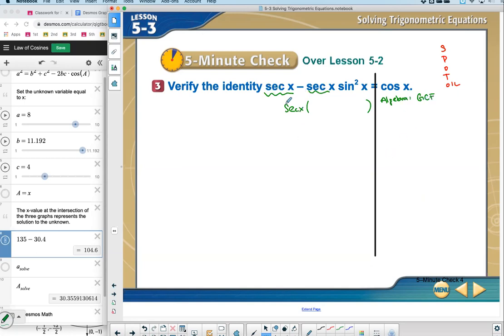If you do a GCF, it's basically the opposite of distribution. So instead of multiplying something through a group, you're dividing something out to create a group. And so I'm dividing from both of these to create a group. So what am I left with here? Secant divided by secant is 1. And then over here, I'm left with sine squared.